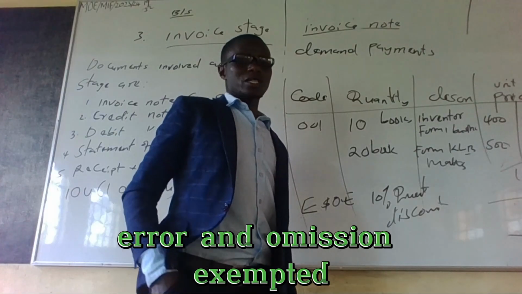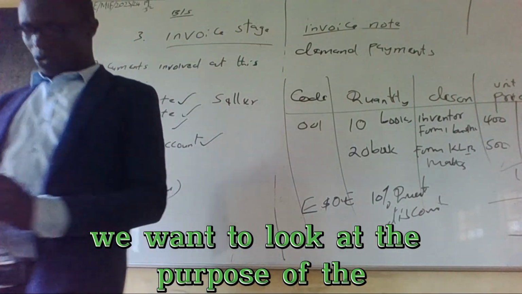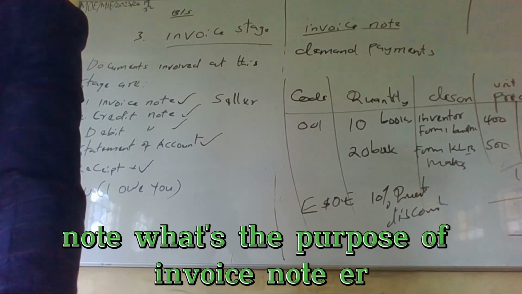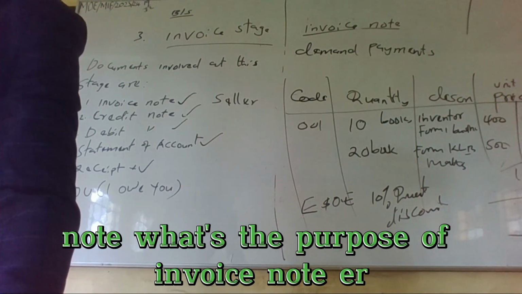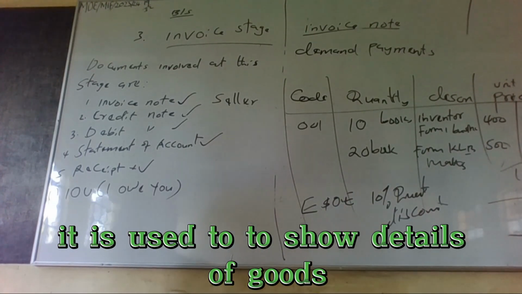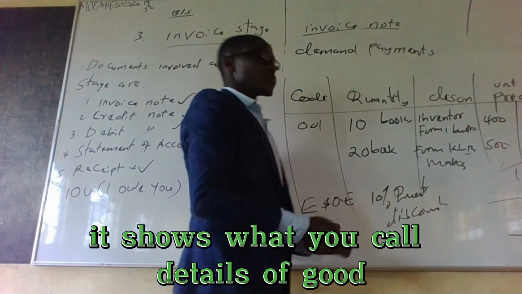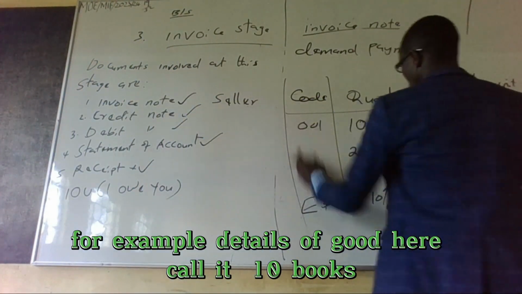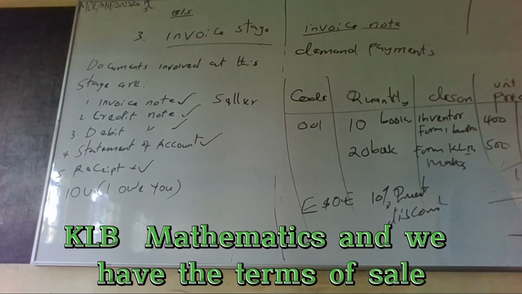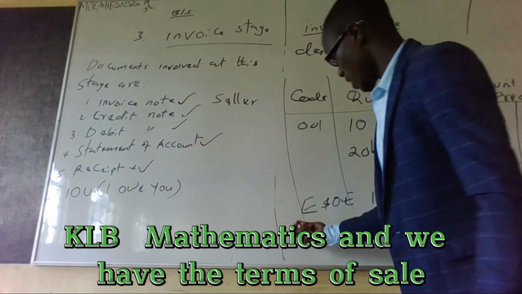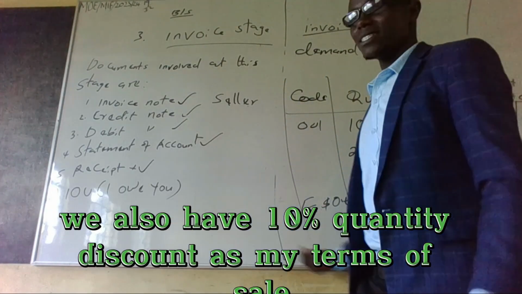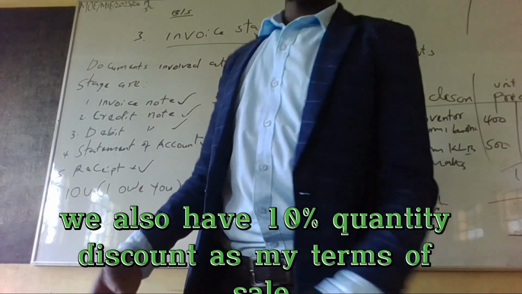We want to look at the purpose of the invoice note. What's the purpose of invoice note? The purpose of invoice note, one, it is used to show details of goods. For example, details of goods here: 10 books Inventor Form 1 business, 20 books KLB mathematics, and we have the terms of sale, error and omission exempted. We also have 10% quantity discount as my terms of sale.